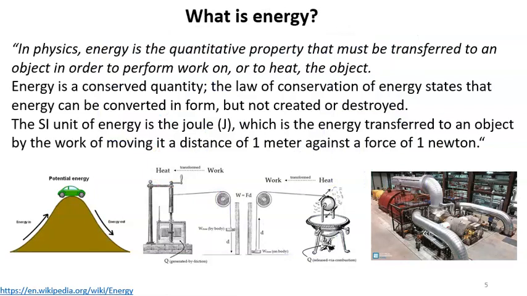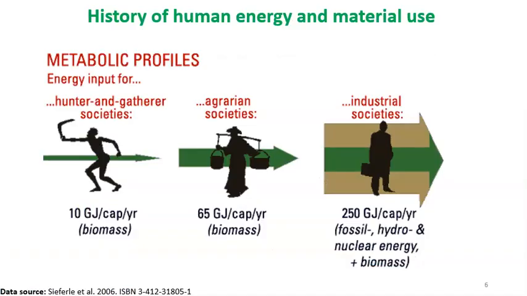Energy in particular is a quantity that must be transferred to an object to perform work on it or to heat it. Why is it important? Because this happens when we supply services to people. We perform work on something, so we do machining, we do transport, or we heat or cool down something. And to do these things, we need energy as a way of transforming the potential to do work from one object to another.